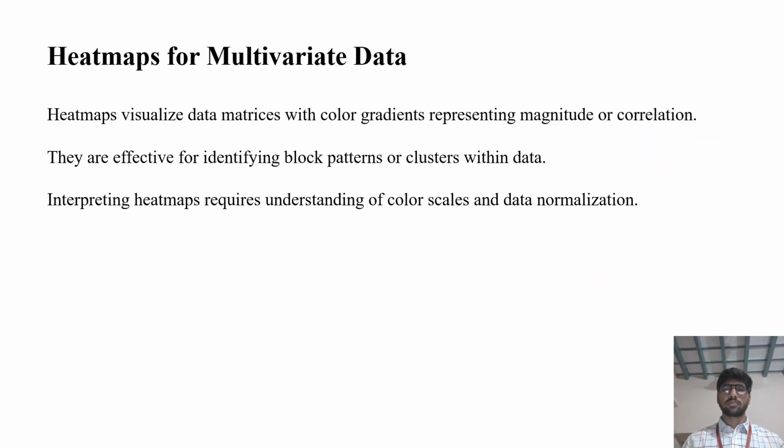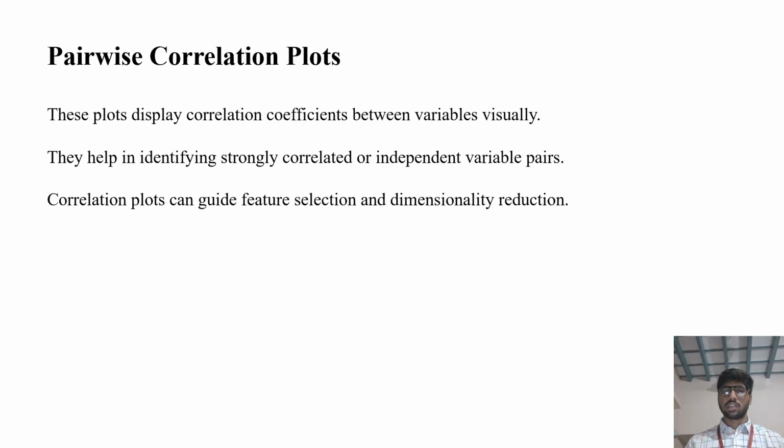Heat maps for multivariate data. Heat maps visualize data matrices with color gradients representing magnitude and or correlation. They are effective for identifying block patterns or clusters within data. Interpreting heat maps requires understanding of color scales and data normalization.